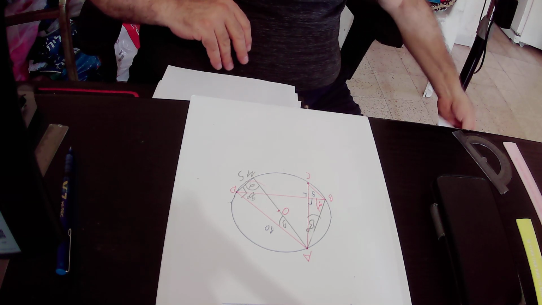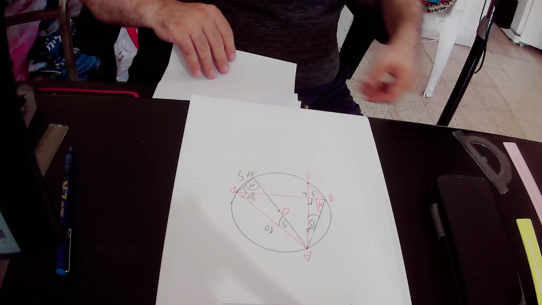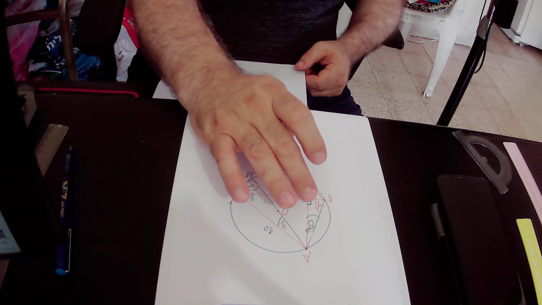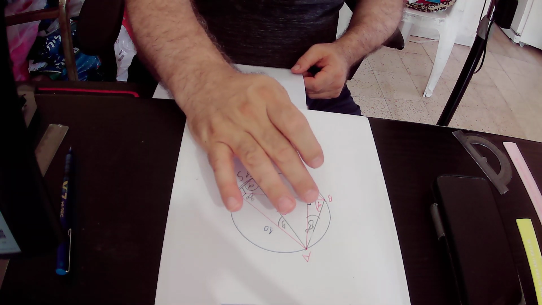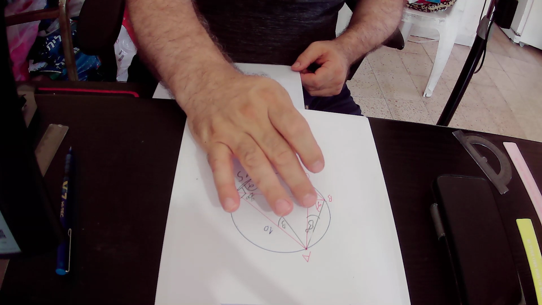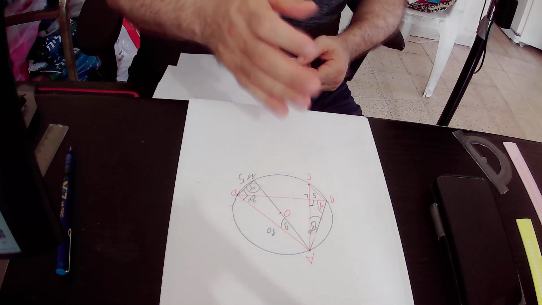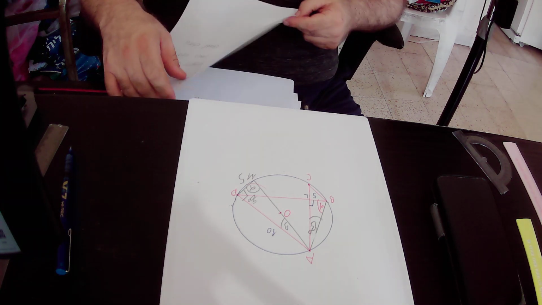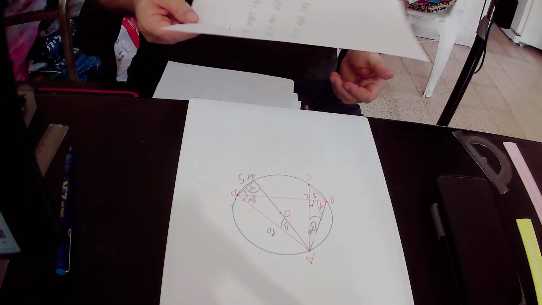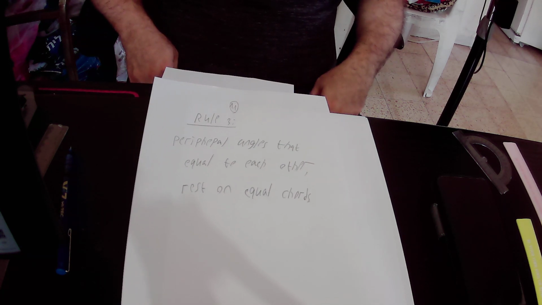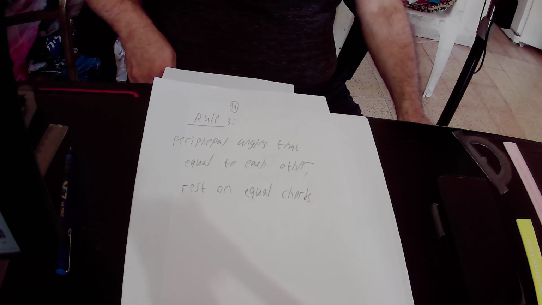Yes, and according to... actually they are peripheral angles, both of them peripheral angles that equal beta, equal to each other. So according to rule number 3, peripheral angles that equal each other rest on equal chords.